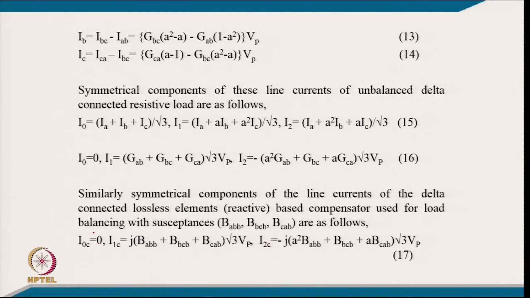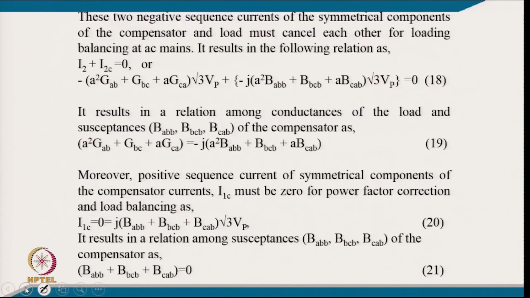So, you have this value as 0, but for the positive sequence you must have compensator current equivalent to this, and for the negative sequence the compensator current should be equivalent to this. It means you are taking all the reactive part of it, not the resistive part. That corresponds to your compensator positive sequence current and negative sequence current, and zero sequence is 0 here, because zero sequence cannot flow in this case. So, the negative sequence currents of the symmetrical components of the compensator and load must cancel each other for load balancing of the AC mains, and this results in the following relation.